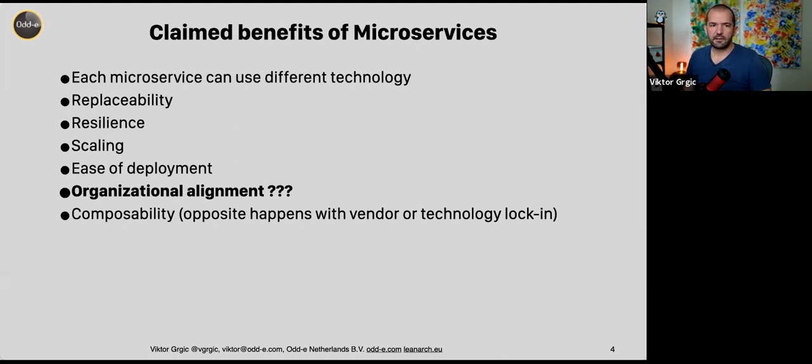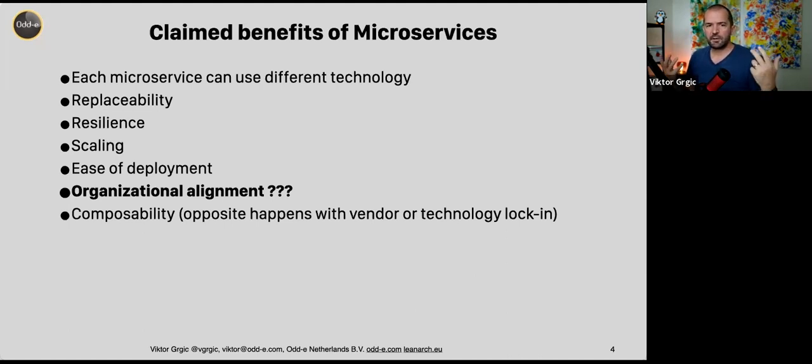And then the scaling. You can scale on different dimensions if you use microservices, and you can also scale separately from each other. If you need a certain type of scaling for one feature, you don't need to have one scaling approach for all the features, like in a monolith. You could basically scale per microservice or group of microservices, depending on the type of scaling that you need. And ease of deployment: you don't need to deploy the whole monolith for every change. You can deploy each microservice separately from each other, which should make the deployment much easier.